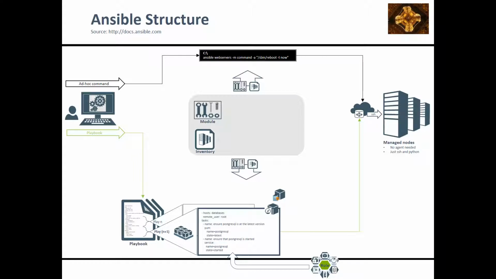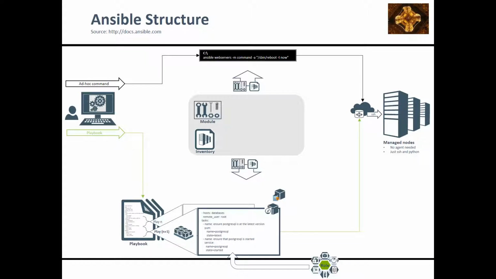As you can see here on the right hand side, you have some nodes which you would like to manage, and you only need SSH. So there's no agent needed. You don't need to install anything there. You just need SSH enabled, and you need Python enabled on the remote servers. So basically in Ansible, this is just a little video to show you what is a playbook, a play, a task, a handler, a role, a module, and an inventory.